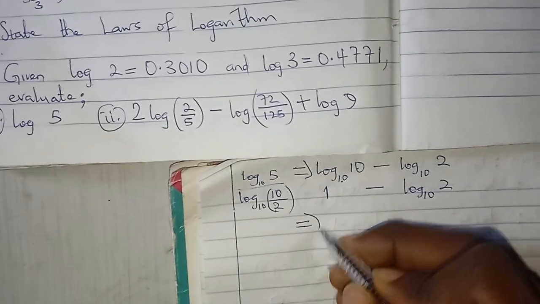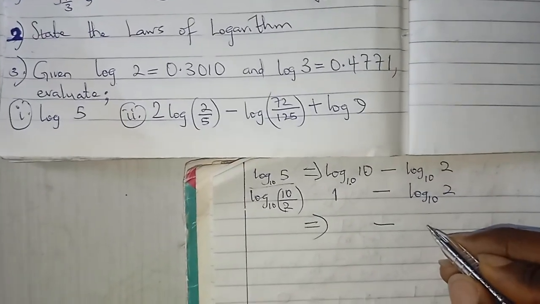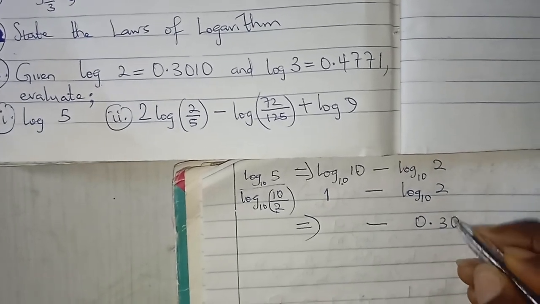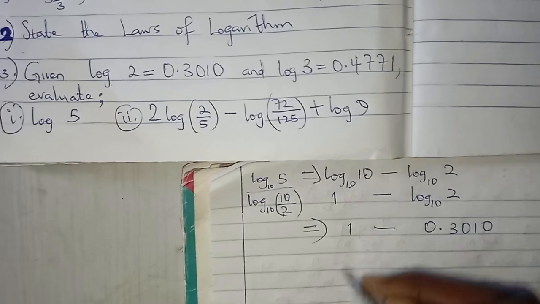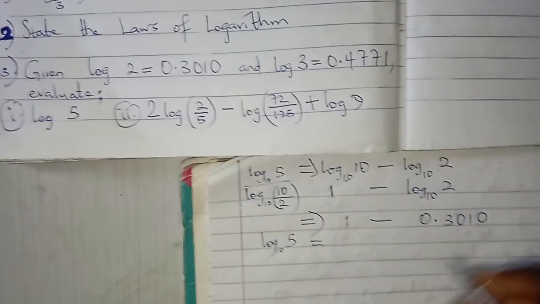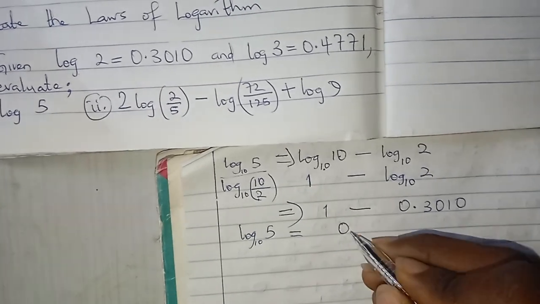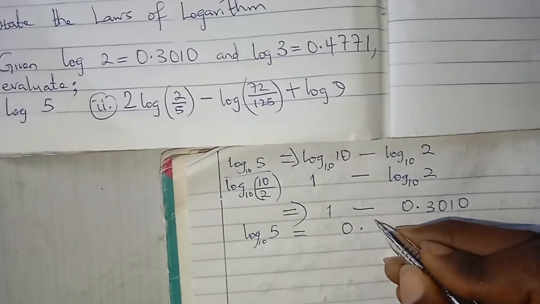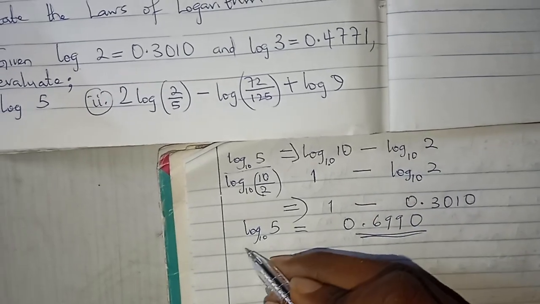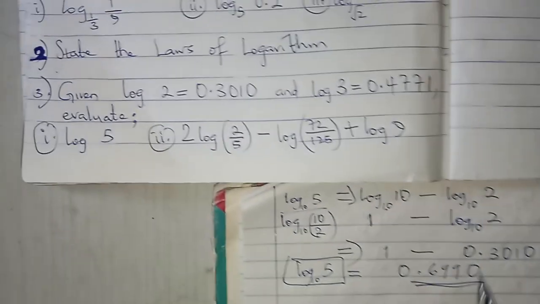And know that I am given log 2, which is 0.3010. So 1 subtracted from it will give me the log 5 I'm looking for. That's the concept. And 1 minus this will give me 0.6990. So I've gotten log 5. So let me go to the second one.